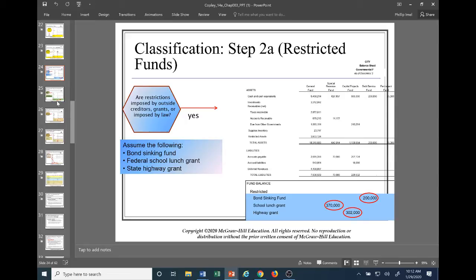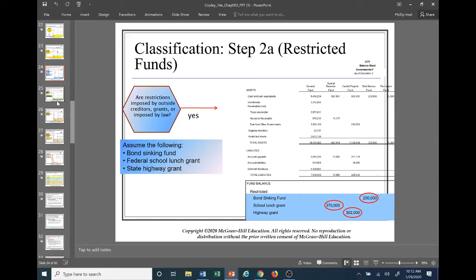Now we've already built the non-spendable section above, and now we're in the restricted section. So the bond sinking fund, we have $200,000. We see that it's located in the debt service fund. Why? Because it's a bond sinking fund. We're going to use that to pay off debt, or buy back some of our bonds out there. Same thing. So it has to be in the debt service fund.